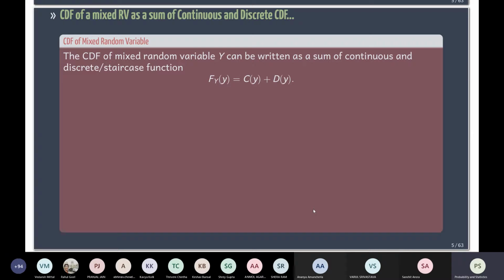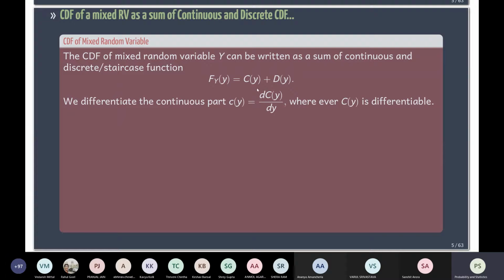So in general, what we get from here is that the CDF of a mixed random variable can be written as the sum of the continuous part and the discrete, or staircase, part. And the PDF is given like this. Can we get back the PDF? We know that for the PDF we have to differentiate. So can we do that? If we differentiate, we can only differentiate the continuous part. So if we differentiate the continuous part, we get a small c of y, which is dC(y)/dy.